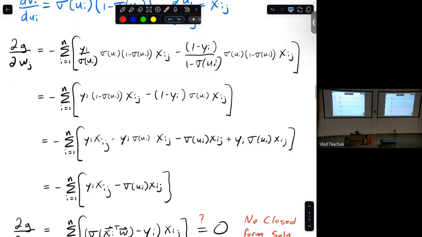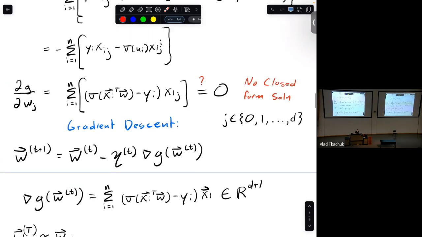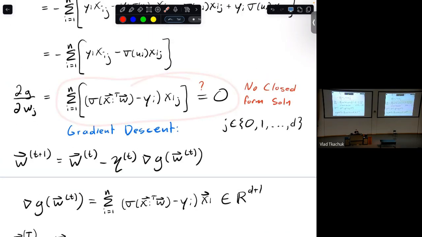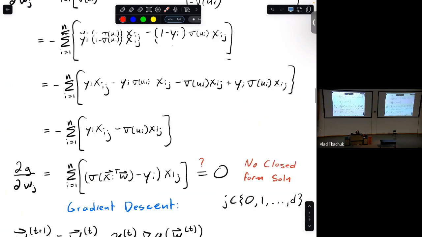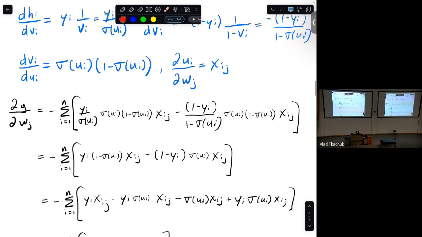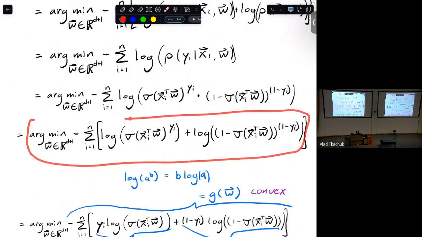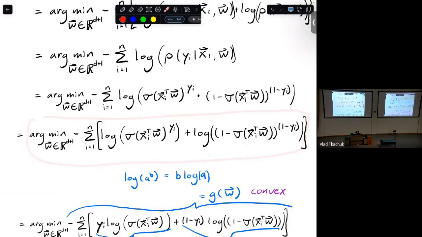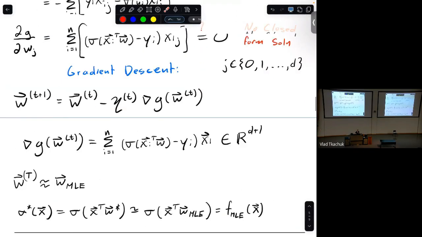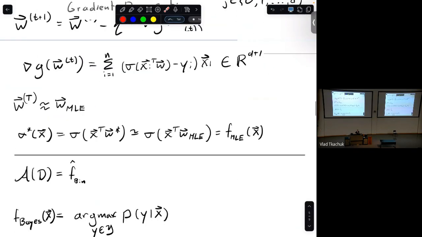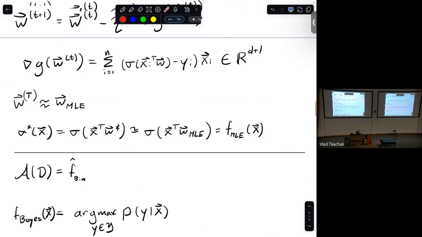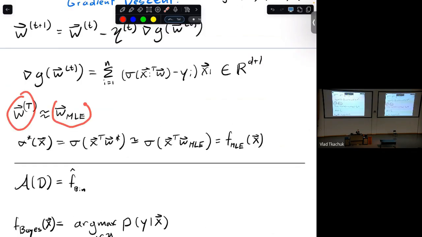Then we said, okay, we need to solve this equation to 0, but we couldn't do that, so we just did gradient descent to get an approximation to the solution to this problem. Sorry, we wanted to solve this problem, which is to minimize the negative log likelihood. And so we did this through gradient descent. After you run gradient descent, you should get something close to the maximum likelihood estimate.